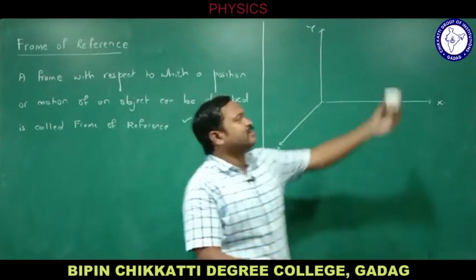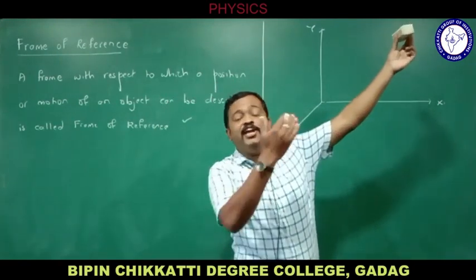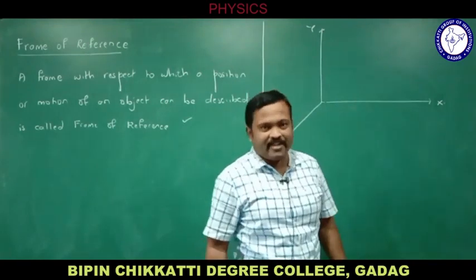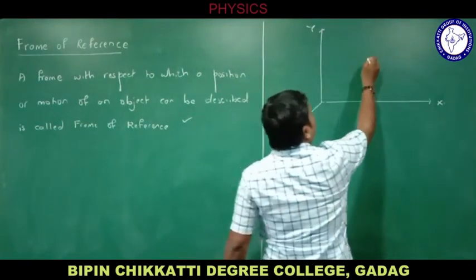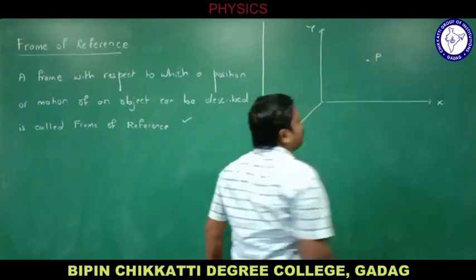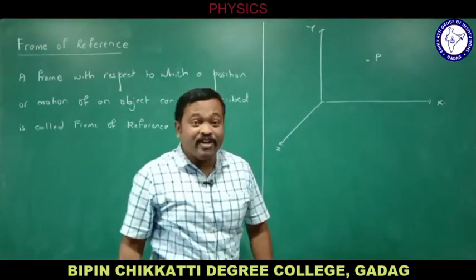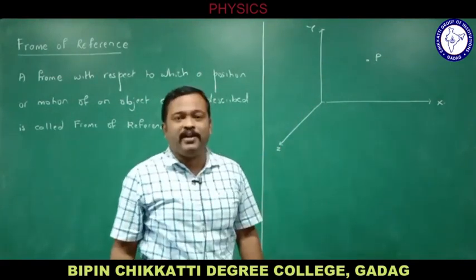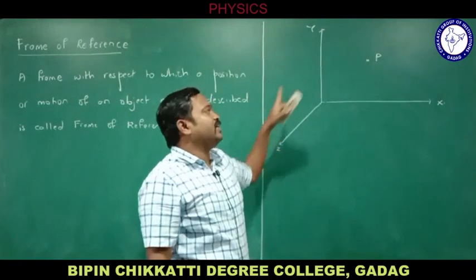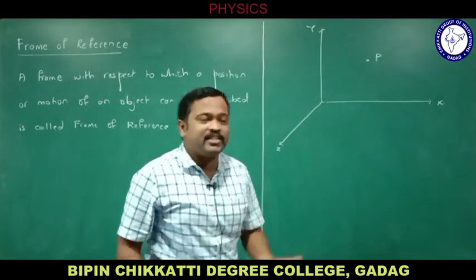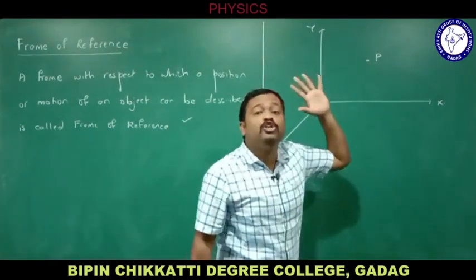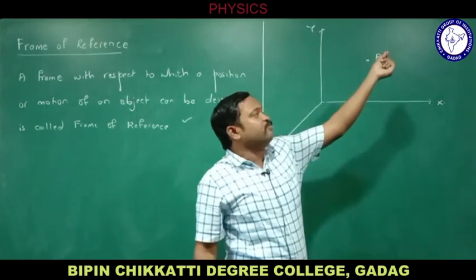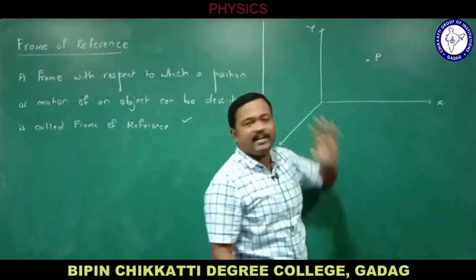Now let me consider the duster is here. I need to explain its position, but I cannot draw the duster here, so let me take the position as P. The position of an object I will explain by considering the x-axis, y-axis and z-axis. The object P is not on the board, it is outside the board, so I will take it like this.